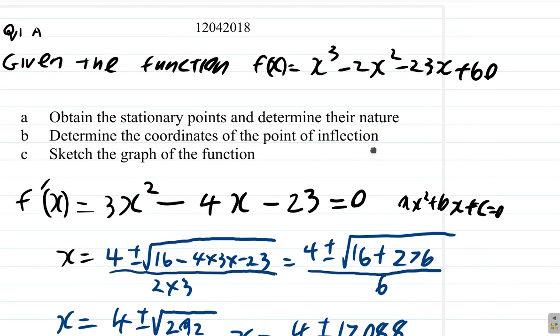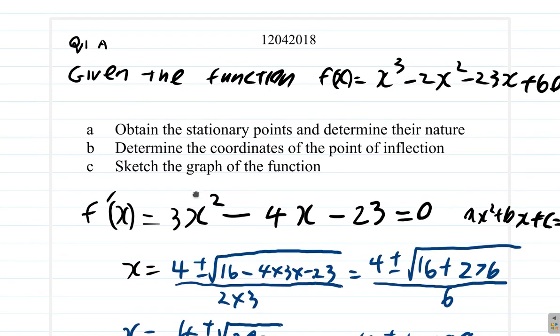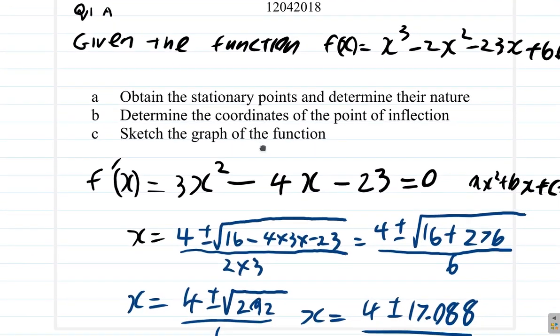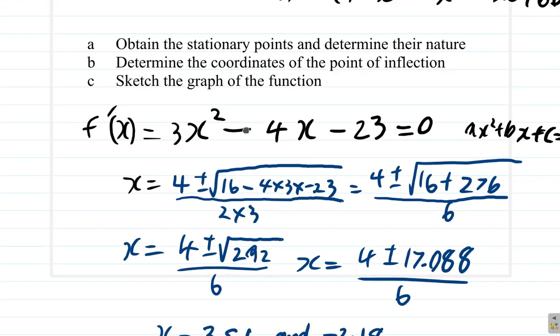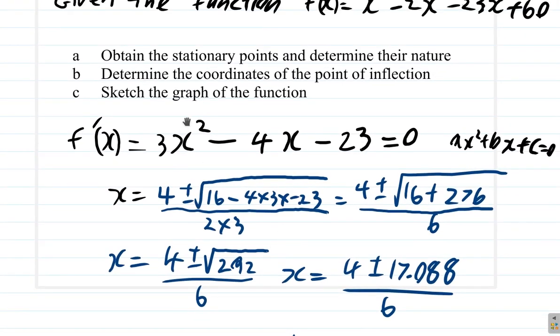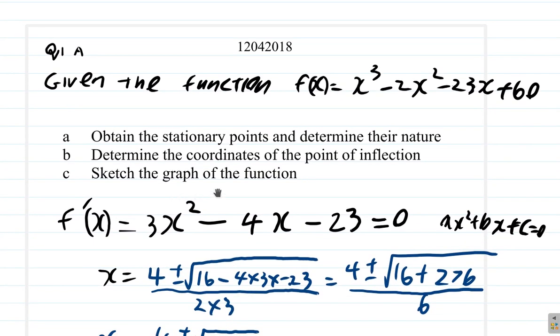So here, if they had asked you for where it cuts the x-axis, you'd have to solve this cubic equation, right? And that's not part of the course outline for this course. No, you would have done it in pre-calculus. Sketch the graph of the function and you sketch the graph and so on and so forth. So that's question 1A.